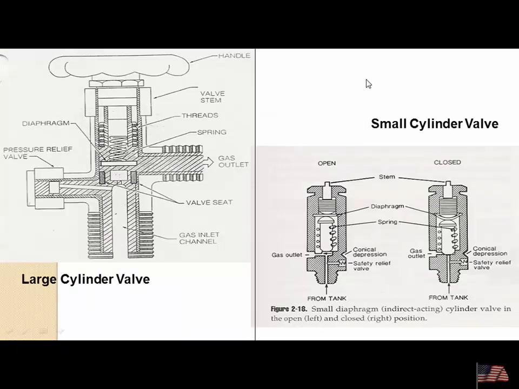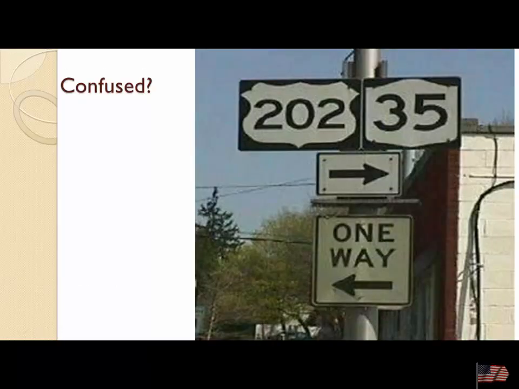Internally, as you turn that, it basically opens the cylinder so gas is allowed to escape out the outlet, and the same is true with the small cylinder valve like an E cylinder.